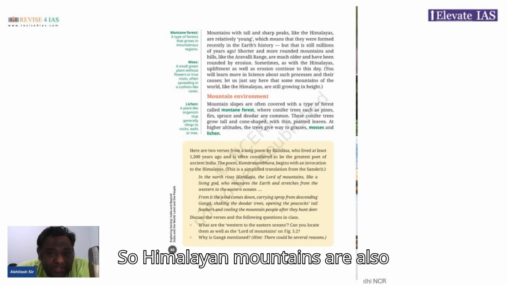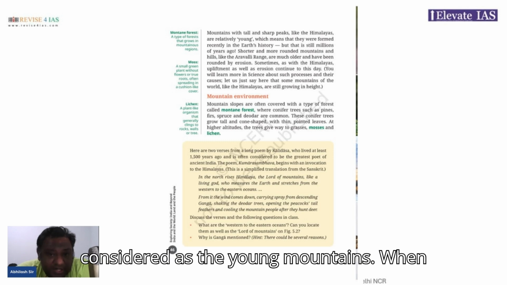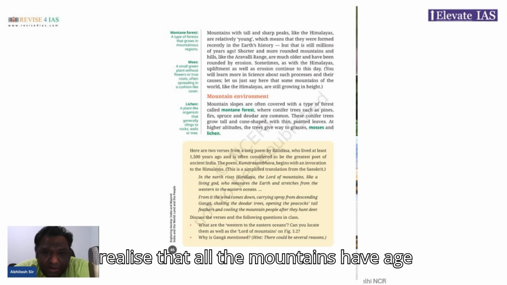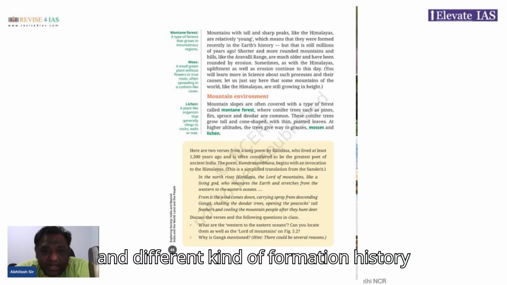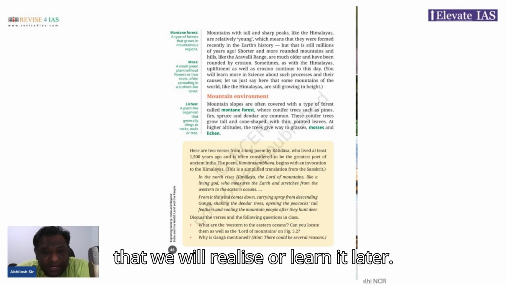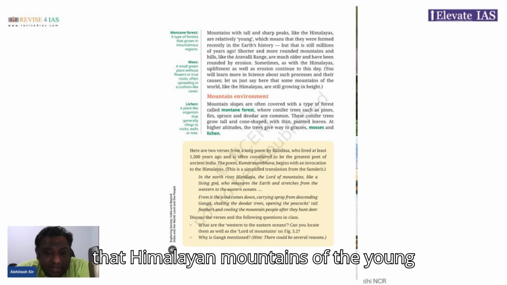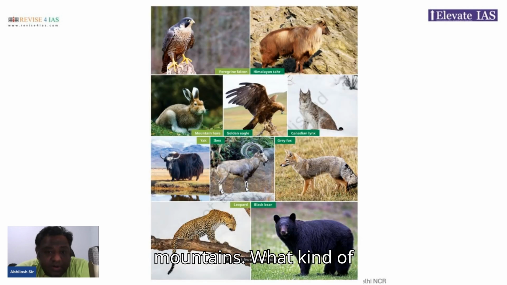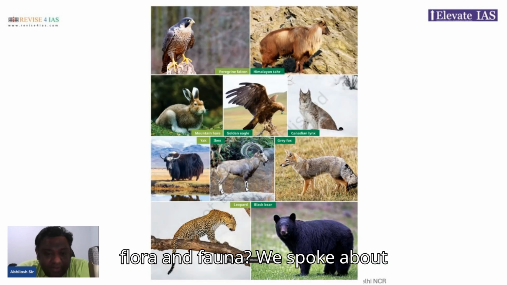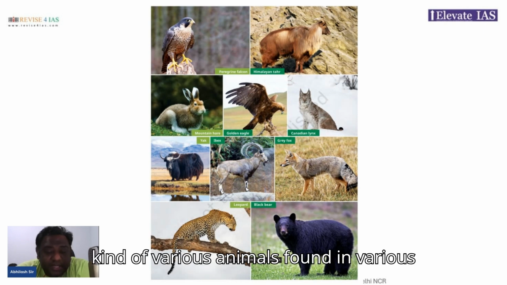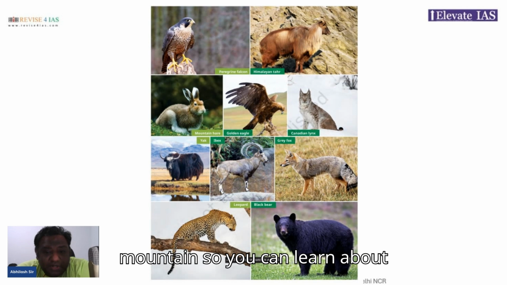So the Himalayan mountains are also considered young mountains. When we understand the Earth's history, we realize that all the mountains have ages and different kinds of formation history that we will learn later. But for this, you just need to remember that the Himalayan mountains are young mountains. What kind of flora and fauna? We spoke about various types of mountains. Now with the various animals found in various mountains, you can learn about them.